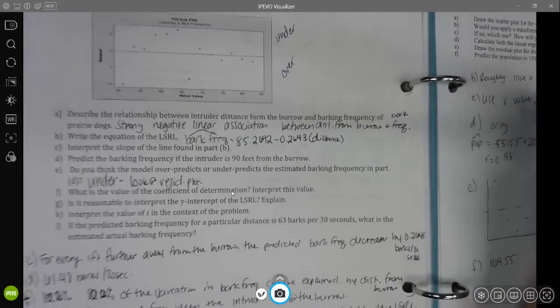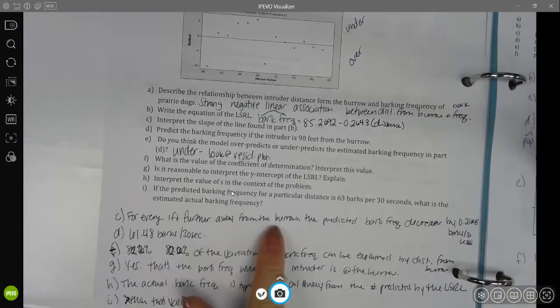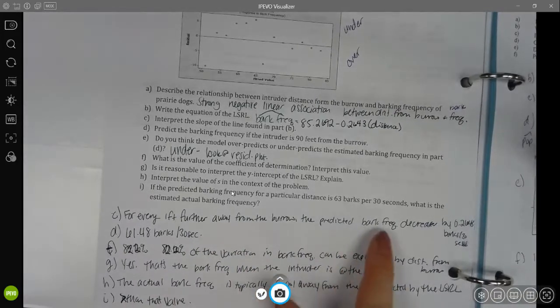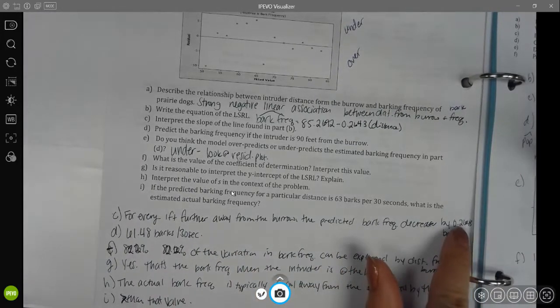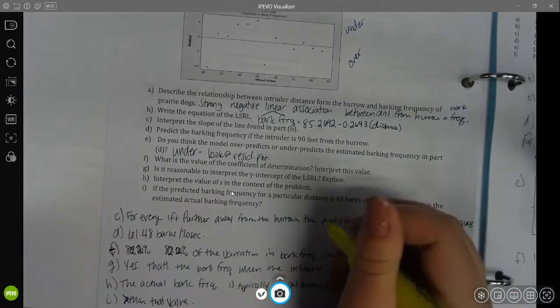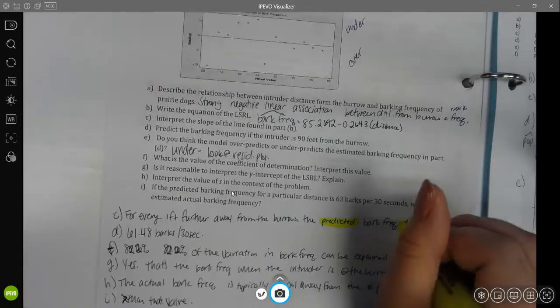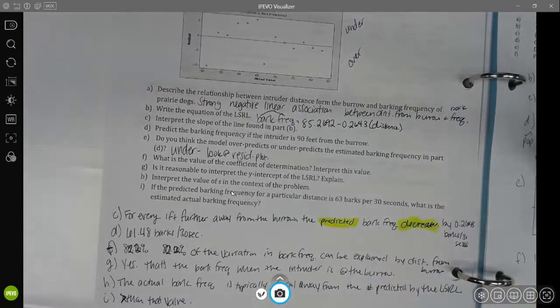Part C I have written down here just to save some space. So part C says for every 1 foot further away from the burrow, the predicted bark frequency decreases by 0.2643 barks per second. So the key thing here is that you have the word predicted bark frequency. It is not the actual bark frequency. It's just how much we predict it to change. You should also have something like decreases because it's a negative slope.